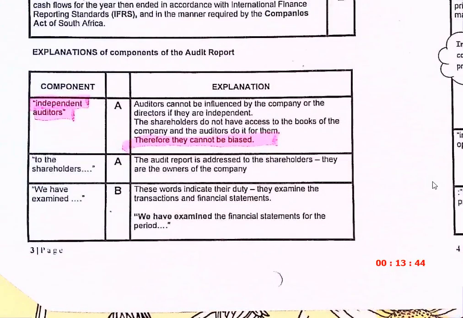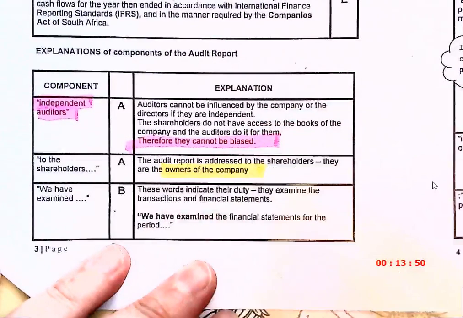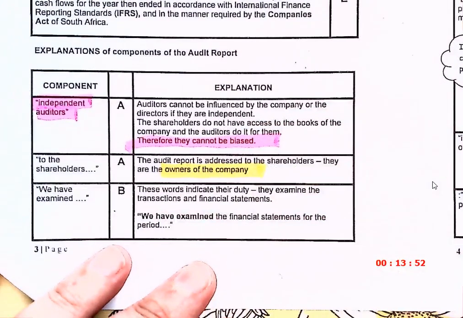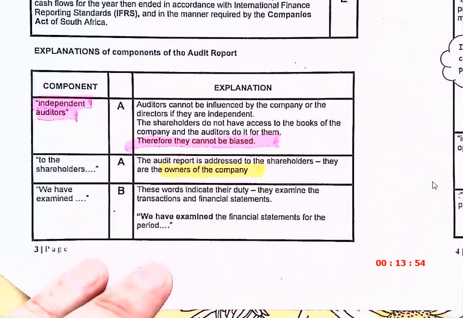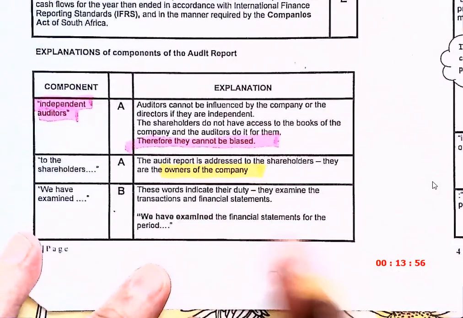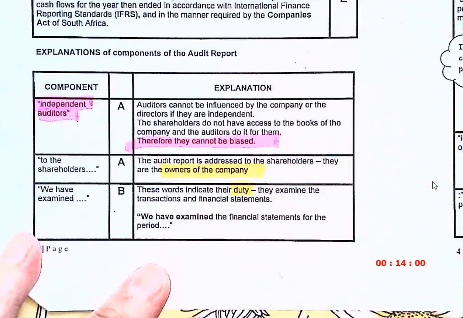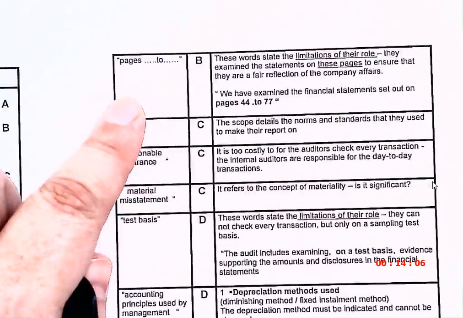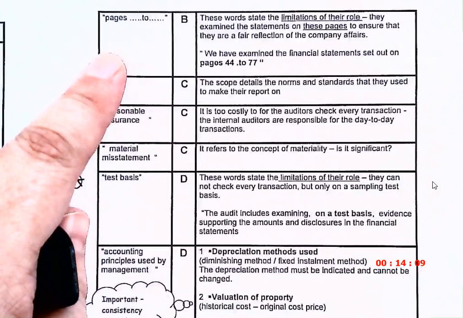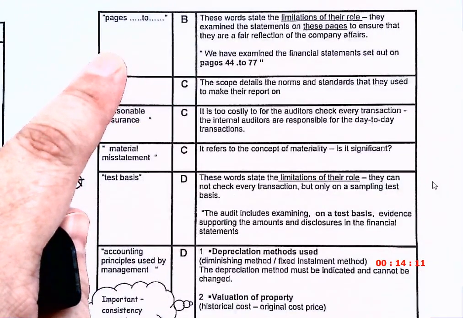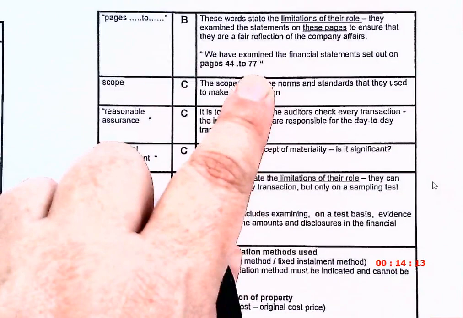The report is to the shareholders. Why? Because they are the owners of the company. Okay. "We have examined" indicates their duty. What is their duty? They have to examine the transactions. This is one of the favorite questions they ask: what does it mean that they say pages 44 to 77?